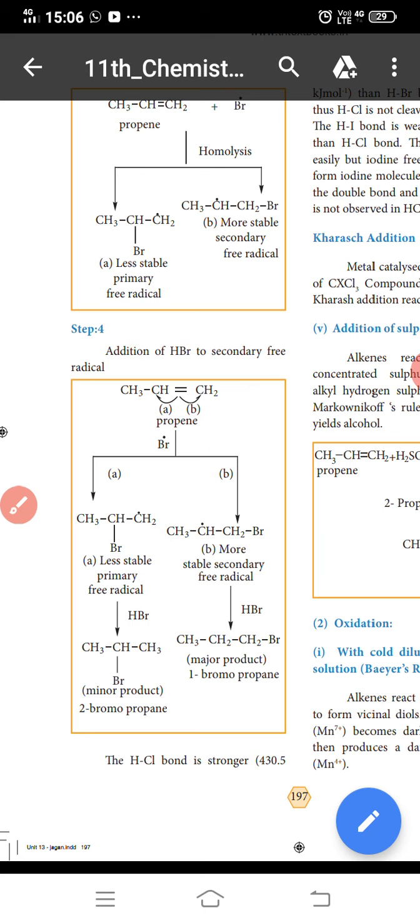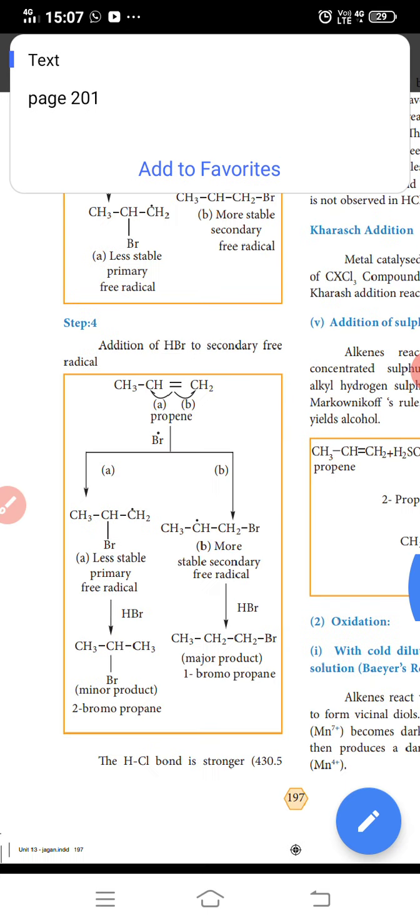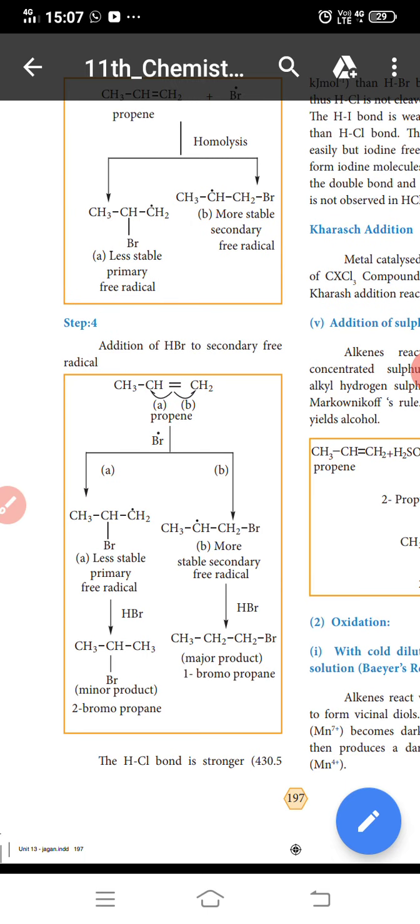The last point: the hydrogen-chlorine bond is stronger than the hydrogen-bromine bond, so hydrogen chloride is not cleaved by the free radical. The hydrogen-iodine bond is weaker than the hydrogen-chlorine bond, so it breaks easily, but iodine free radicals combine to form iodine molecules instead of adding to the double bond. Hence the peroxide effect is not observed with hydrogen chloride and hydrogen iodide.